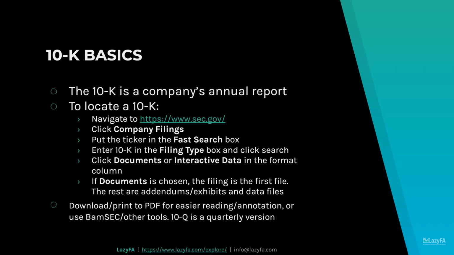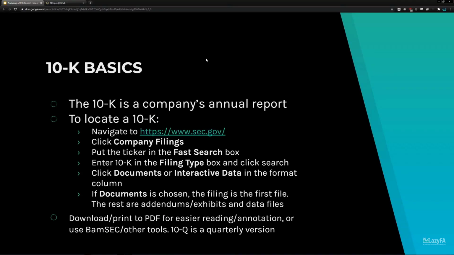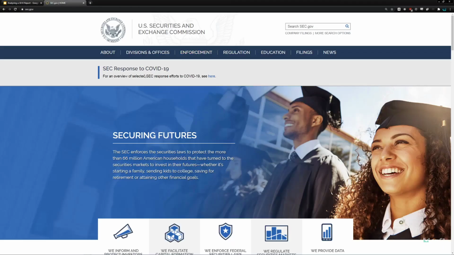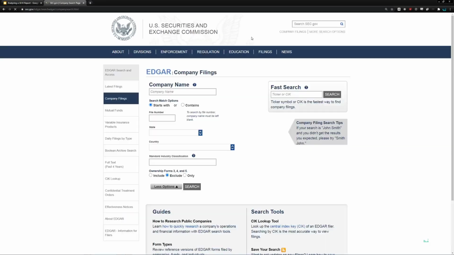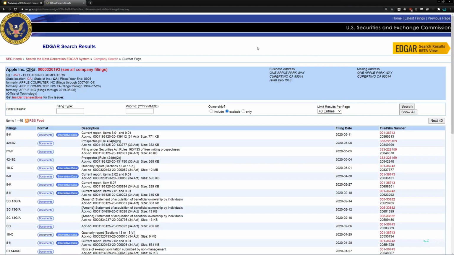I'll bounce out of this presentation here for a second so that we can look at that. To actually get to a 10K report, you can go to sec.gov and click on company filings here in the upper right-hand corner. It'll be a little bit different on mobile, but you should be able to find it in the menu. Once you're here, put the ticker into the fast search box. If you want to look up Apple, for example, just put that in there and click on search.